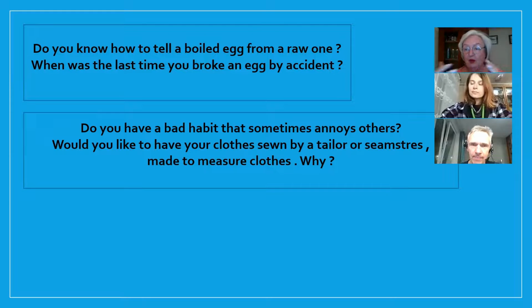So you asked us if we would like to have our clothes made to measure, and why. I think that was your question. Or would we rather go to the normal boutique or clothes shop for our clothes? So Alex, what do you think?